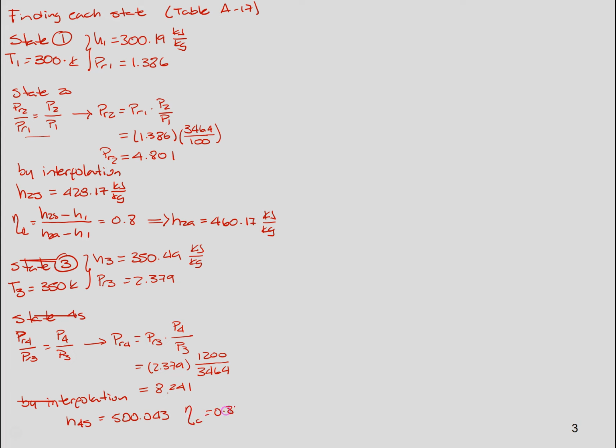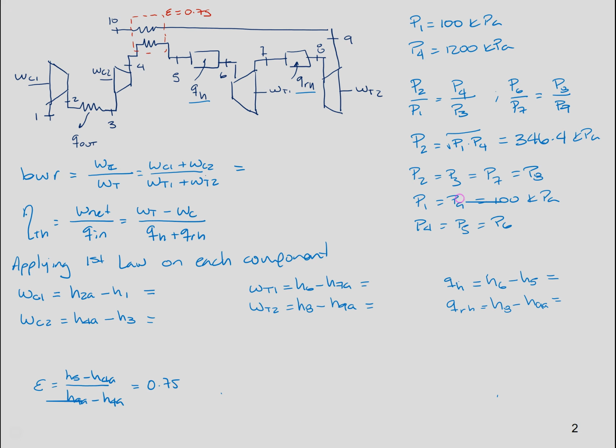Using the same definition of the isentropic compressor, we can get that H4A is equal to 537.931 kilojoules per kilogram. We're going to skip state 5 until we get to state 9, and this comes from the definition of effectiveness. We need to find H9 in order to get H5.